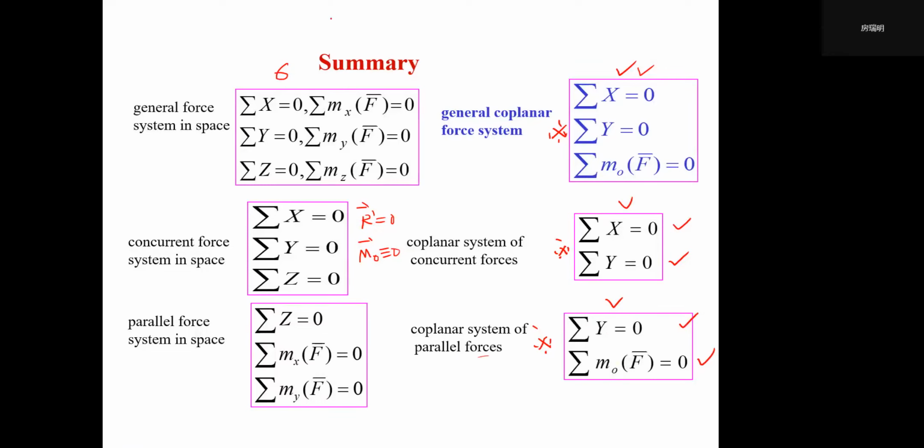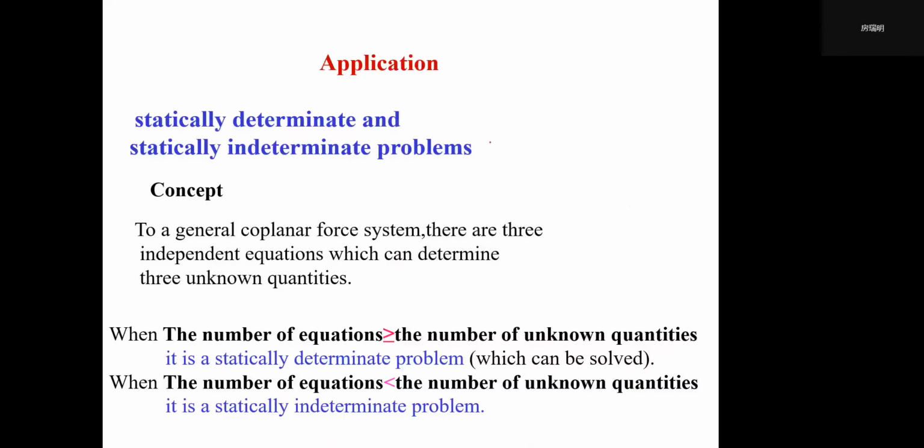Let's finish the discussion of the principal vector R prime and the principal moment MO. And then we talk about the equilibrium conditions, the equilibrium equations of the different cases, right? The right one is the important part, right? These 3 are very important. And we talk about some applications. Maybe you guys just need to listen to me. Maybe next time, through some examples, you will know.